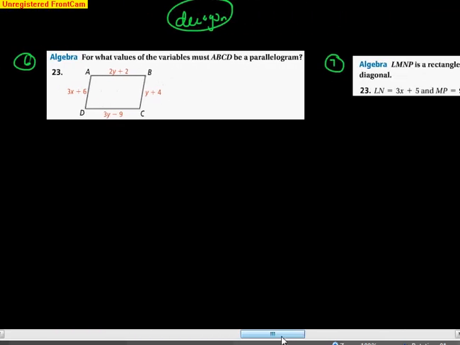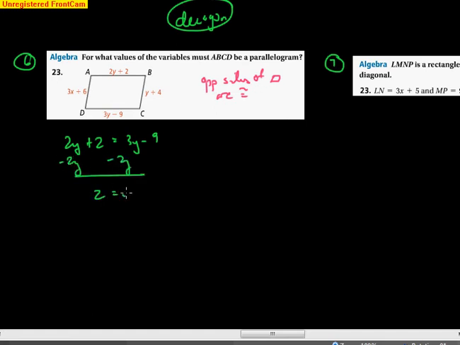Number 6. For what values of the variable must ABCD be a parallelogram? In this one, we're going to use the fact that opposite sides of a parallelogram are congruent. If you look here, you have 3 sides with y and 1 side with x. I would stay away from the side with x. So let's take the top and bottom sides. 2y plus 2 must be the same as 3y minus 9. Opposite sides should be congruent. Subtract 2y. 2 equals y minus 9. Add 9. 11 is y.